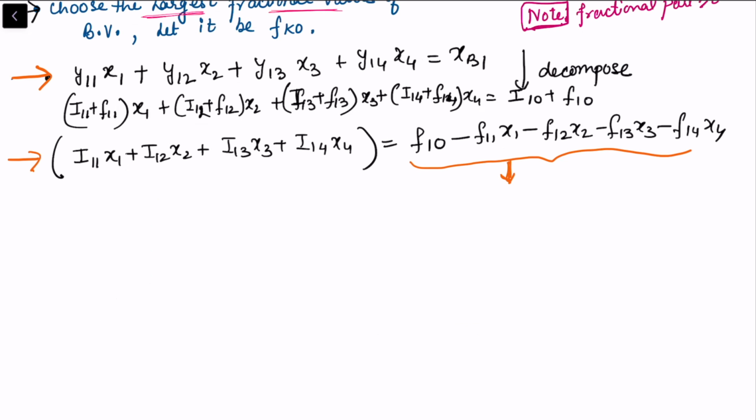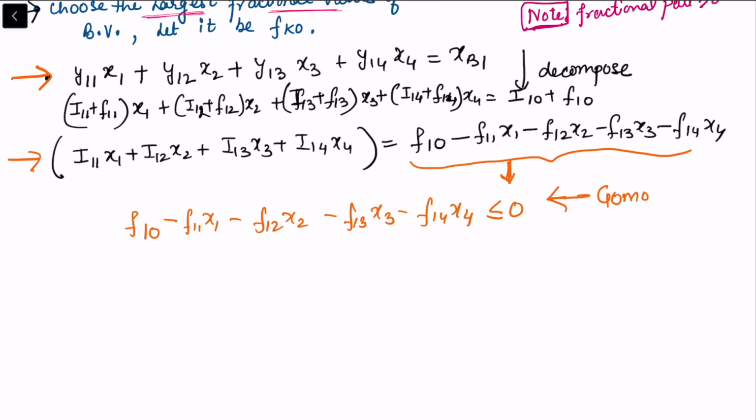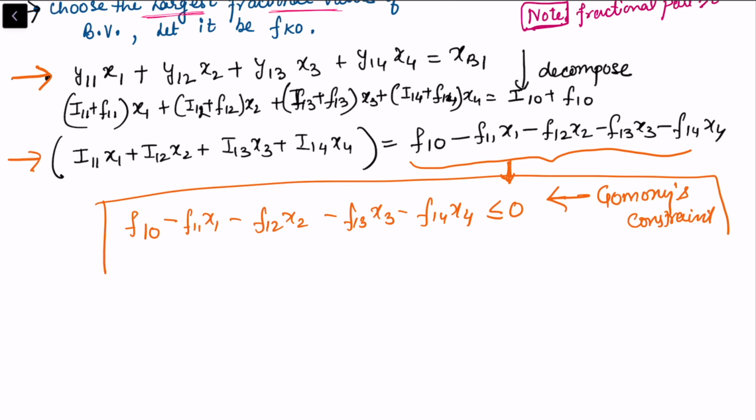So this will correspond to Gomory's constraint, and we will note that f10 minus f11 x1 minus f12 x2 minus f13 x3 minus f14 x4 is less than or equal to 0, and this is what we call Gomory's constraint, which only consists of the fractional part. Now we cannot consider this as strictly positive. We can see this by contradiction.